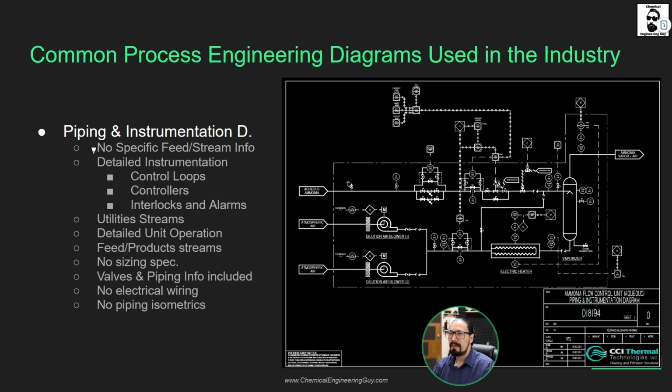More information on the piping and instrumentation diagram. There's no specific feed or stream information. As you can see, these are tags showing the inlet, but you don't know the composition, you don't know what's inside, you just know that there is a stream.